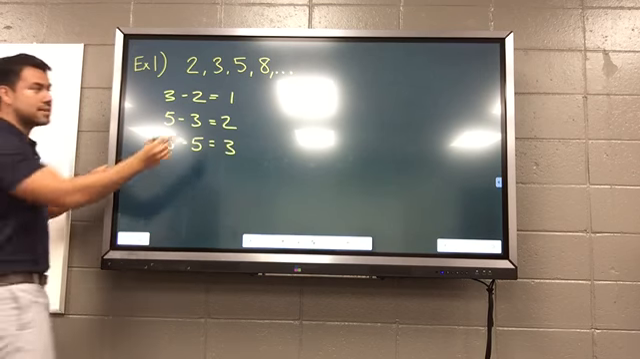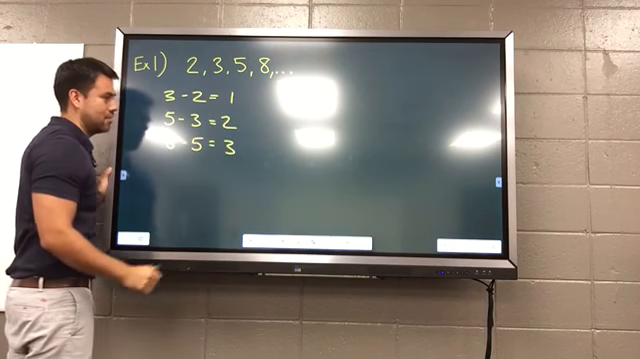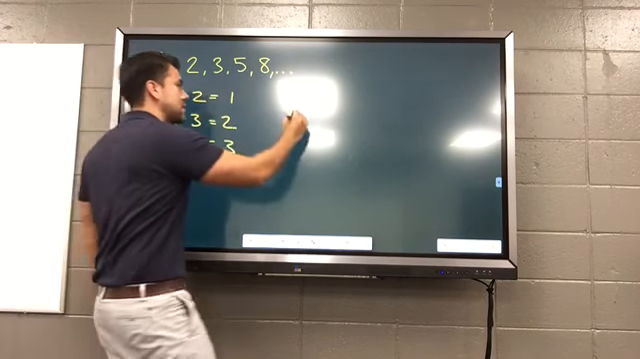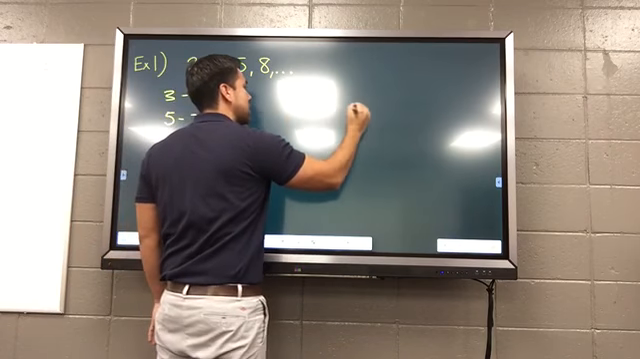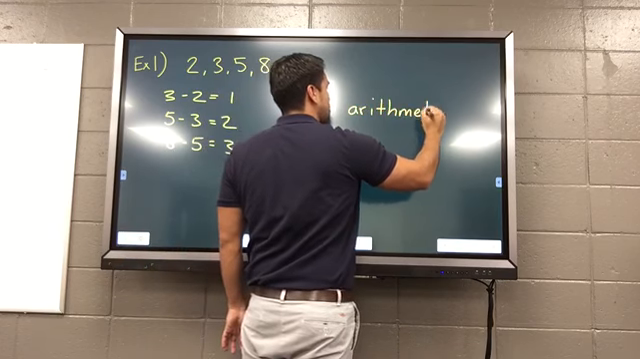No. This is a difference. This is a difference. That is a difference. Are they the same? No. So you know what I know about this sequence? It is not arithmetic. It is not arithmetic.